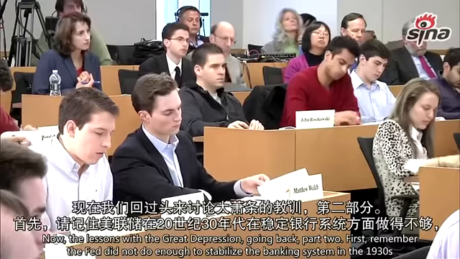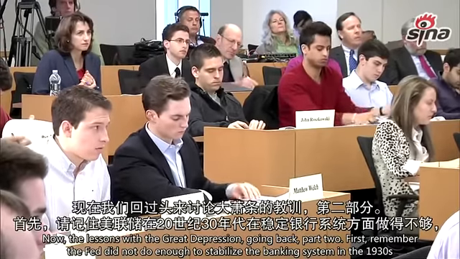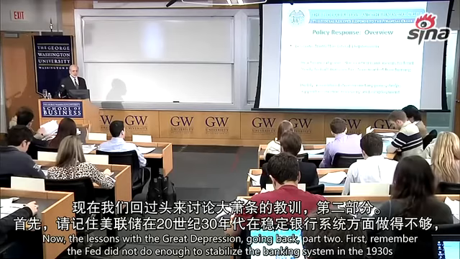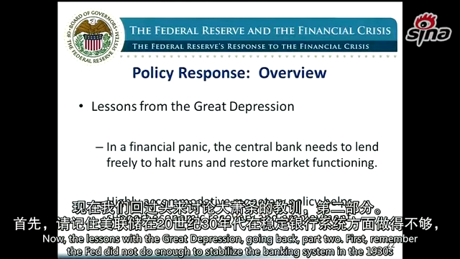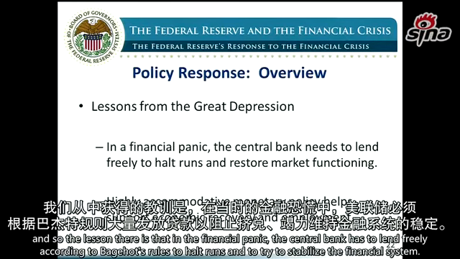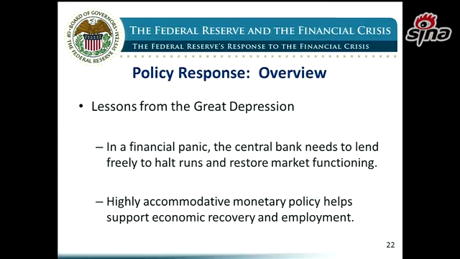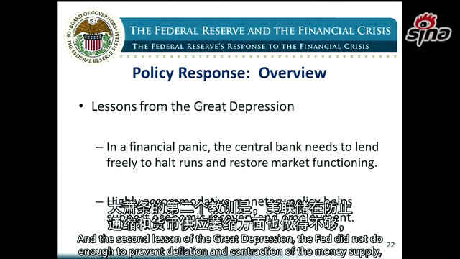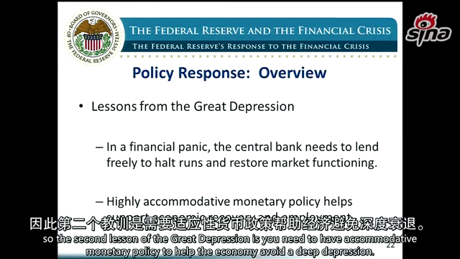Now, the lessons from the Great Depression, going back, are 2. First, remember the Fed did not do enough to stabilize the banking system in the 1930s, and so the lesson there is that in a financial panic, the central bank has to lend freely, according to Bagehot's rules, to halt runs and to try to stabilize the financial system. And the second lesson of the Great Depression: the Fed did not do enough to prevent deflation and contraction of the money supply. So the second lesson is you need to have accommodative monetary policy to help the economy avoid a deep depression.